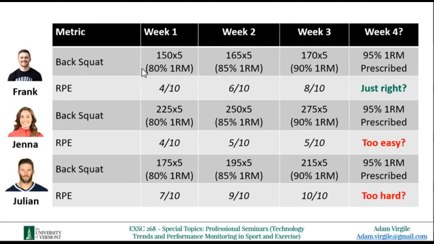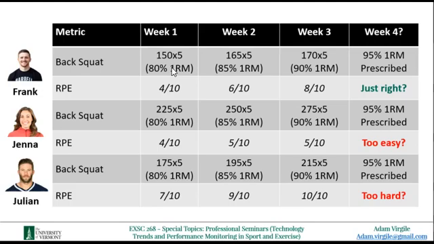So let's go through Frank. Week 1, back squats, 150 pounds for 5 reps. That's 80% of his 1 rep max. And you'll notice across the board, the percent 1 rep max is the same for each week for each athlete, so they're comparable in that sense. Everyone's lifting different loads because some might be stronger than others. So Frank, 150 pounds for 5 reps at 80% of his 1 rep max, week 1.